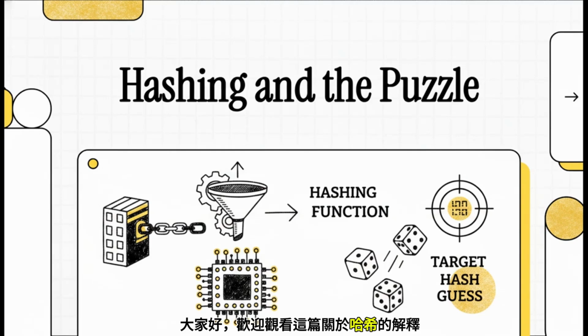Hey everyone, and welcome to this explainer on hashing and the puzzle. Today we're demystifying a concept that sounds, well, kind of intimidating, but it's actually fascinating once you really break it down. We're looking at the core mechanism driving Bitcoin mining. And spoiler alert, it's not about supercomputers solving genius-level math on a chalkboard. The reality is actually way simpler than that.